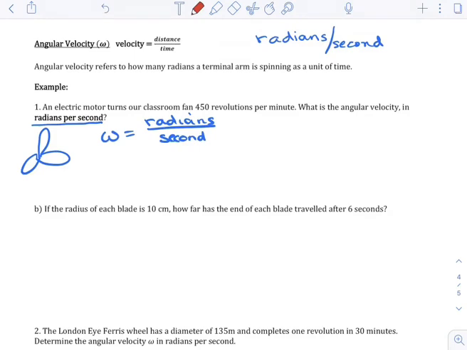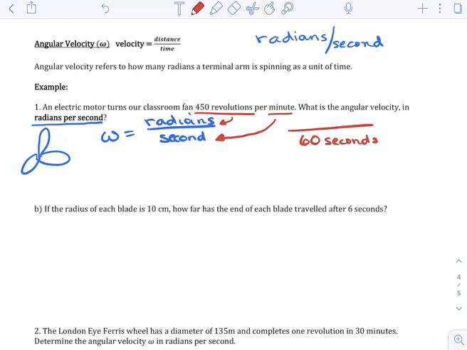We know that our fan is rotating 450 revolutions every minute. So I need to take that 450 revolutions and convert that into radians. And minutes, I need to convert those into seconds because the question says per second. So one thing that I do know is I'm going to have 60 on the bottom because in 1 minute there's 60 seconds. On top, I'm going to have to calculate the amount of radians that are in 450 revolutions.